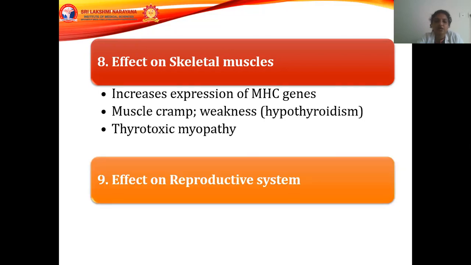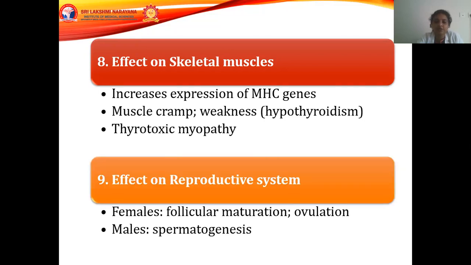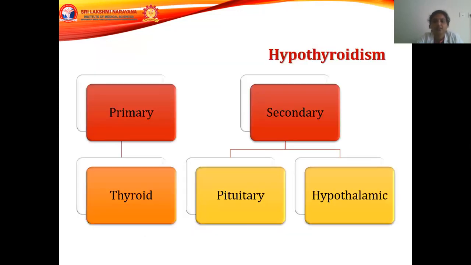And the effect on the reproductive system: in females, it helps in the ovarian follicular maturation and in ovulation, and in males it helps in spermatogenesis. So any defects or alterations in the levels of secretion of the thyroid hormone will definitely affect the fertility of the individual. So now moving on to the last section of the session, that is the altered levels. So first, hypothyroidism.